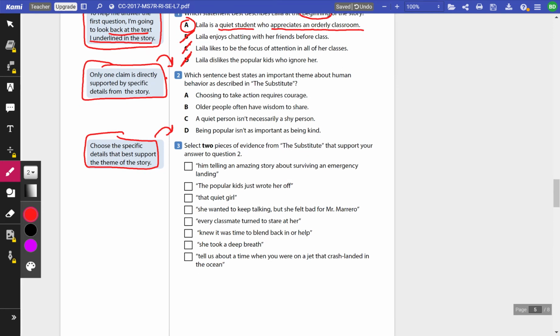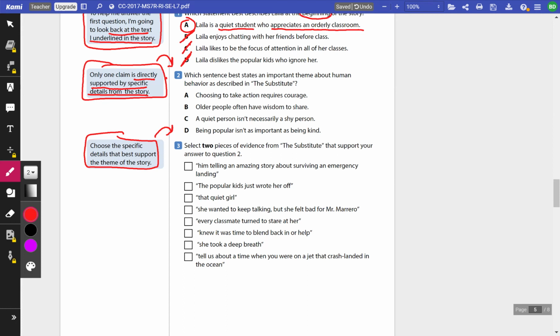Okay, so now let's go to number 2 and let's look at the hint box that's out to the side. Only one claim is directly supported by a specific detail in the story. So that tells us that only one answer choice is directly supported by details in the story. So there's only one answer choice that could be a potential for us. So let's look at what number 2 says and see if we can figure that out.